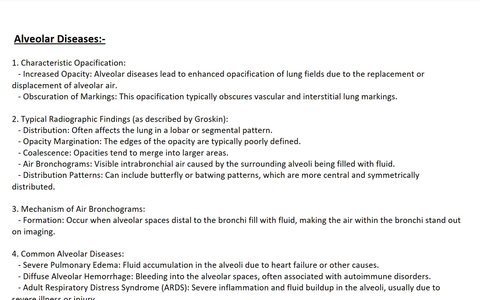2. Typical radiographic findings as described by Groskin. Distribution often affects the lung in a lobar or segmental pattern. Opacity margination. The edges of the opacity are typically poorly defined. Coalescence. Opacities tend to merge into larger areas. Air bronchograms. Visible intrabronchial air caused by the surrounding alveoli being filled with fluid. Distribution patterns can include butterfly or batwing patterns, which are more central and symmetrically distributed.